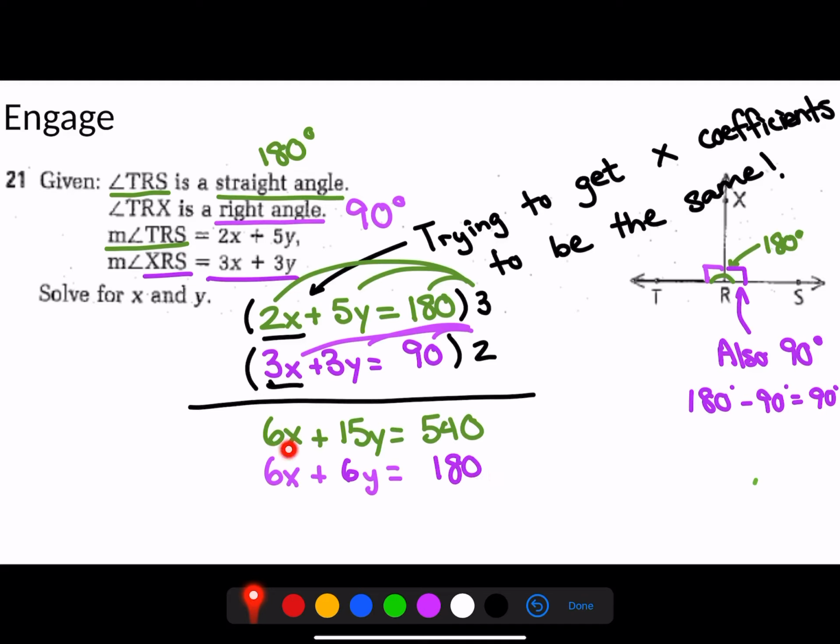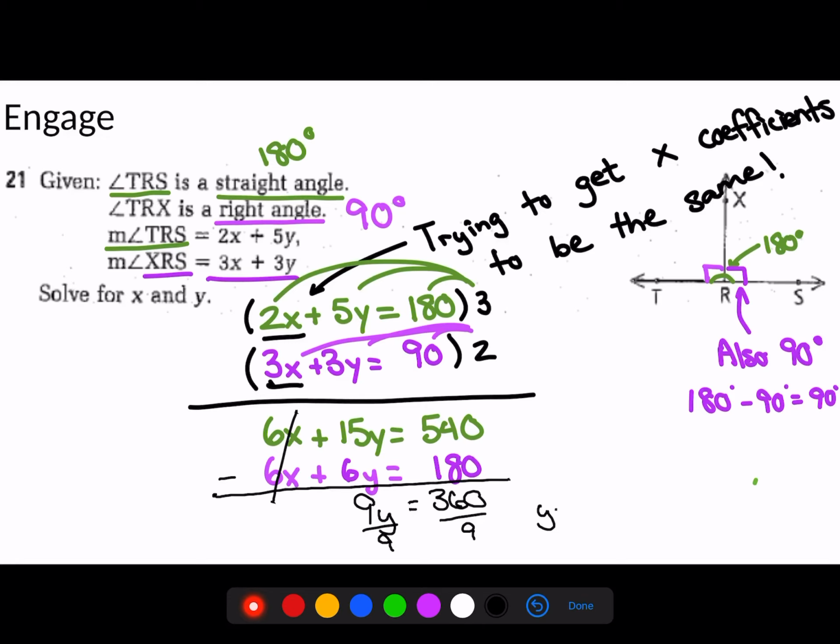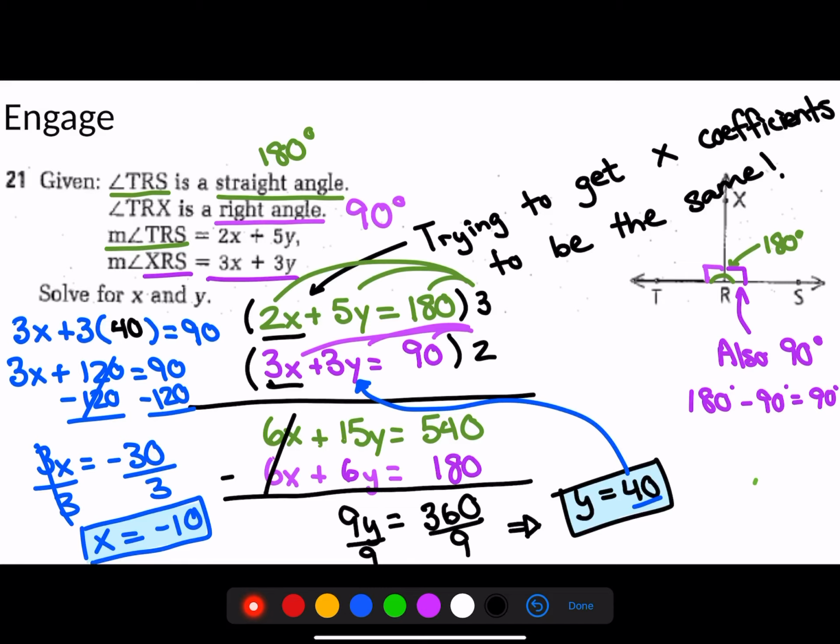From here, now that they are the same exact number, I'm going to go ahead and eliminate these. To do that, I'm just going to take both equations and subtract straight down. When we do that, our x's will cancel. 15y minus 6y will give us 9y. And then 540 minus 180 will give us 360. Dividing both sides by 9, we end up with y equals 40. So that's our y value.